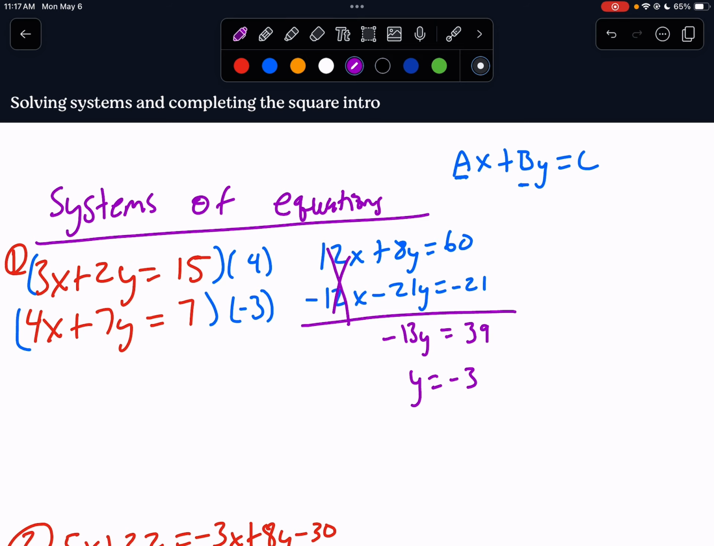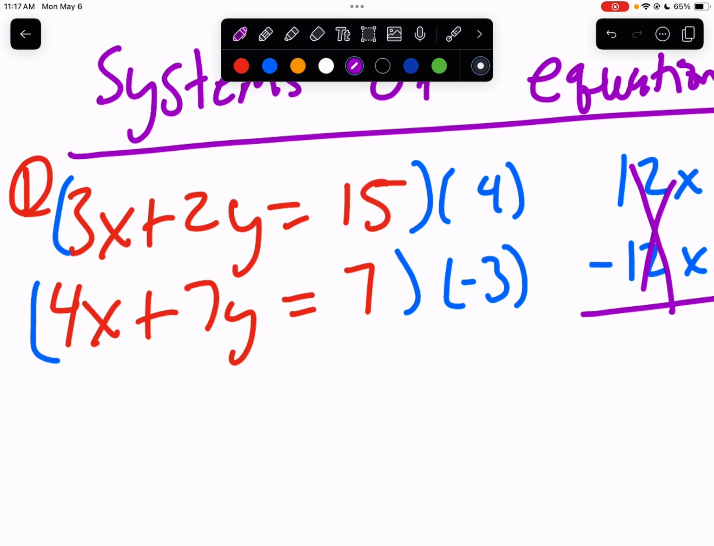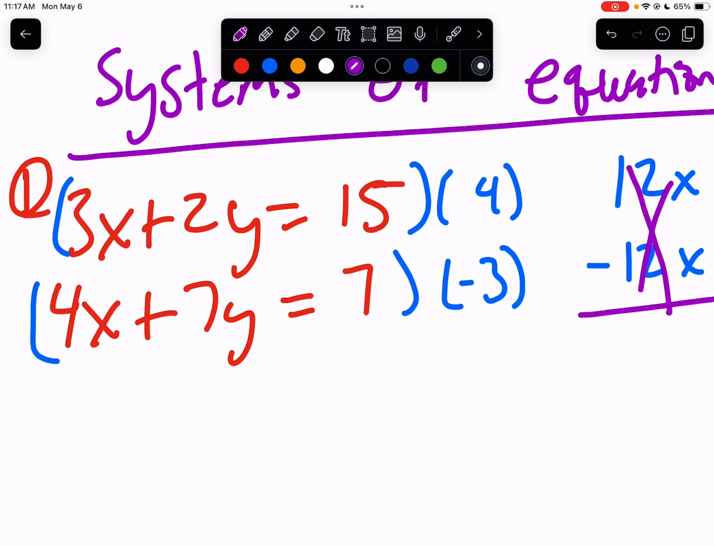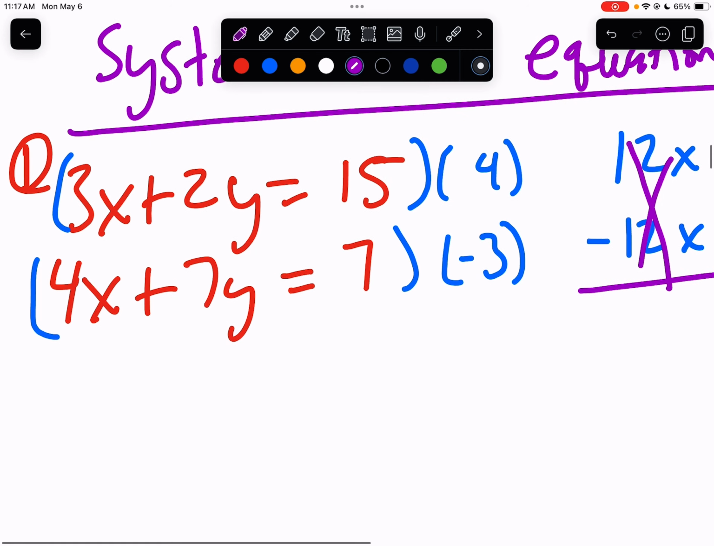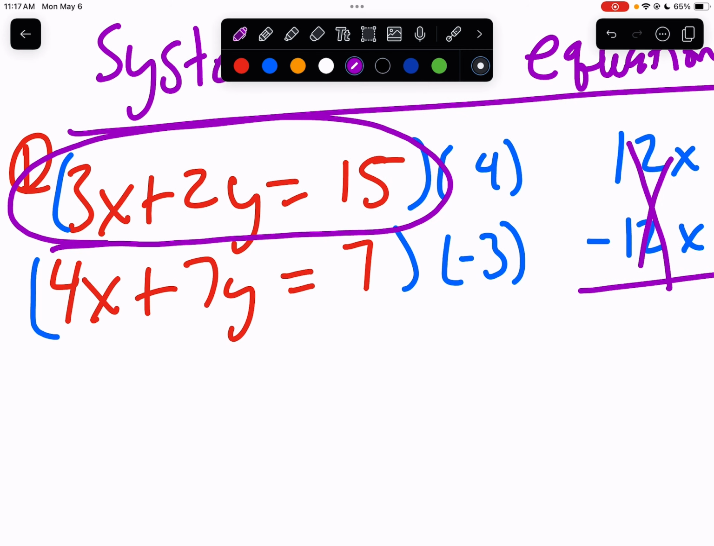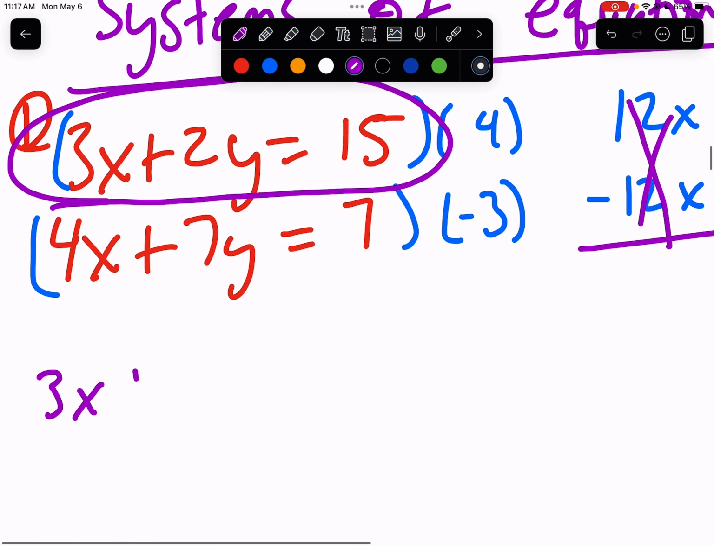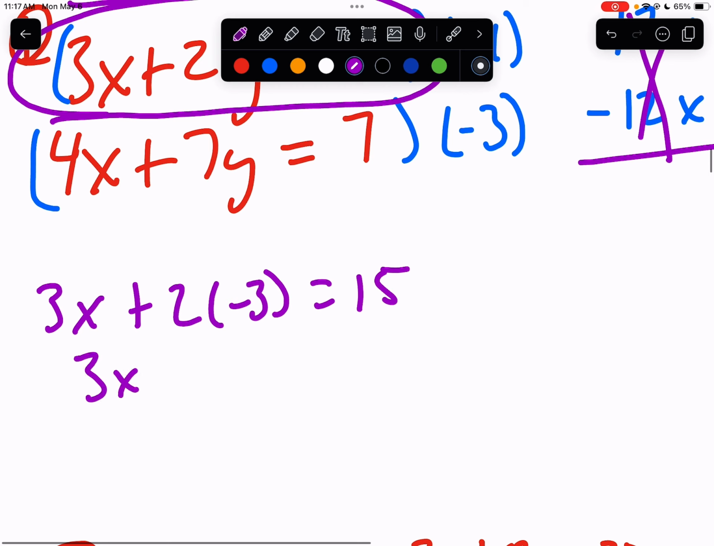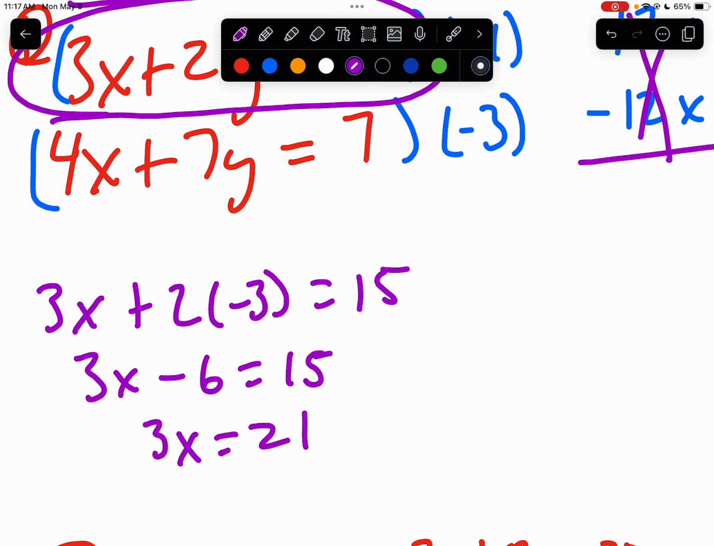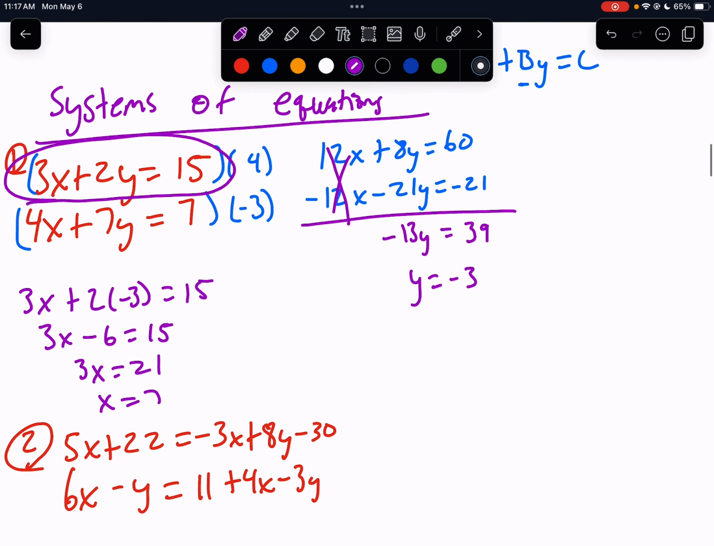Okay, so then what do we do? Well, we go back and plug our y into one of the equations. You could really do both, because you should get the same x for both. I'm going to choose this equation right here. So 3x, if I plug in negative 3 for y, that would be 2 times negative 3, equals 15. So that would be 3x minus 6 equals 15. So 3x equals 21, x equals 7. And so this is actually the coordinate 7 comma negative 3.